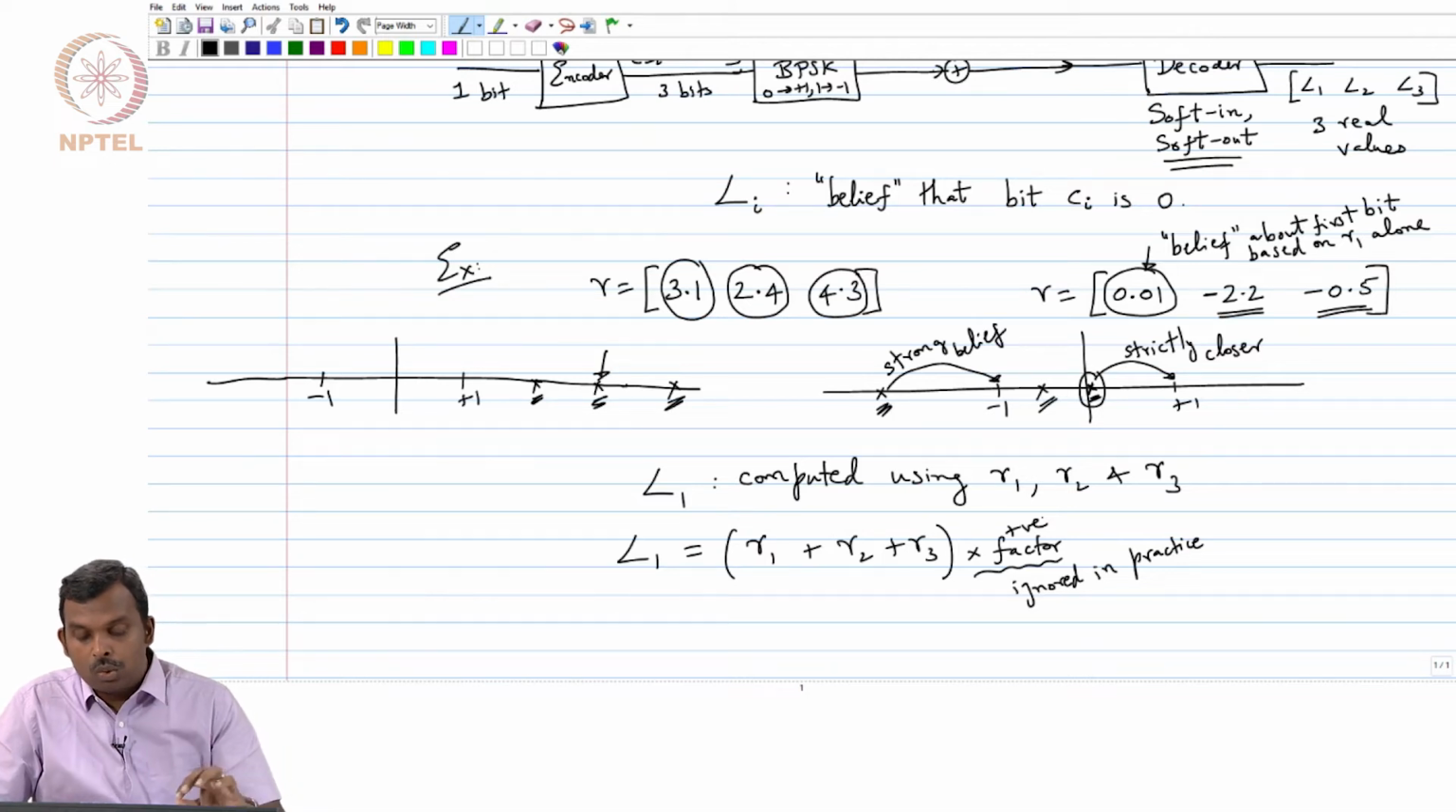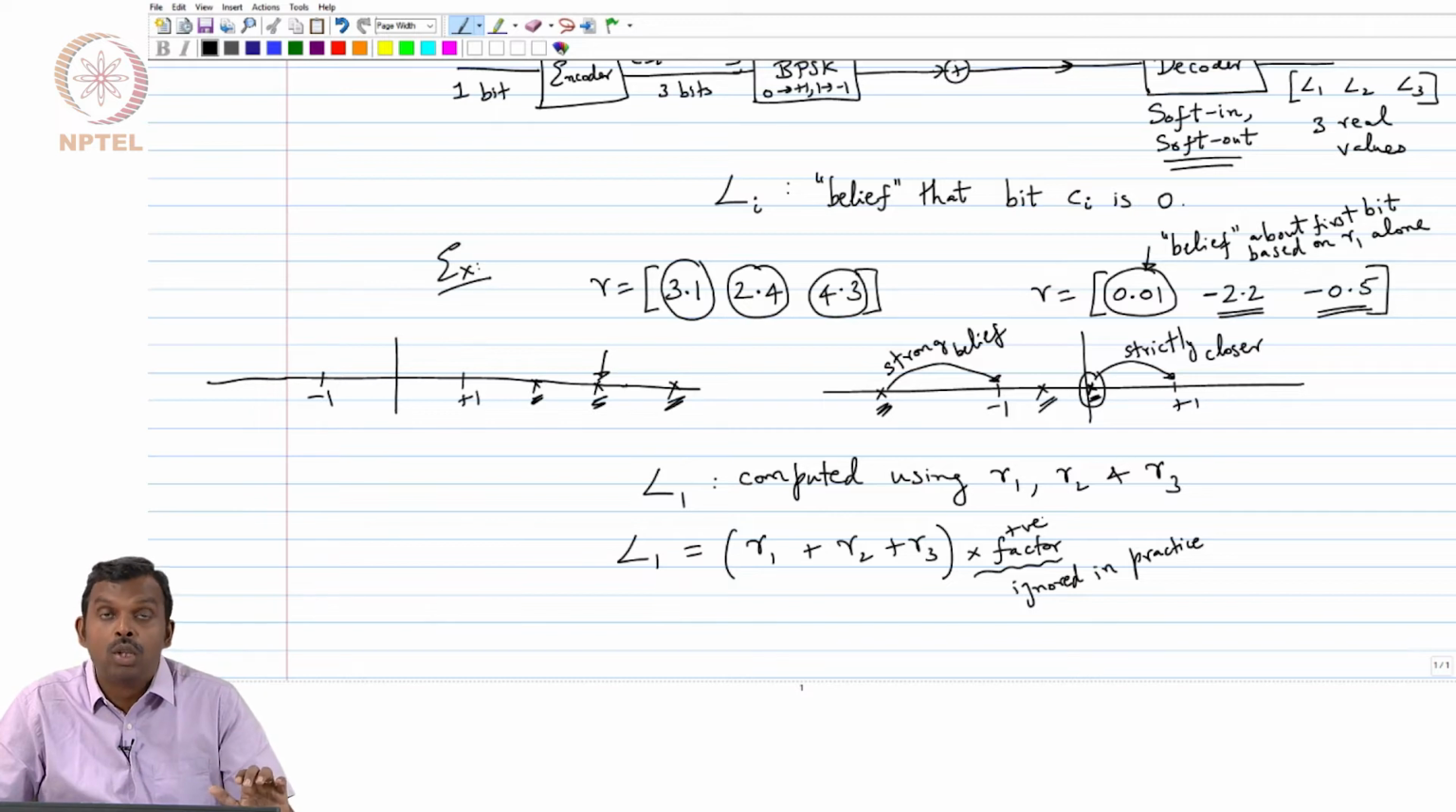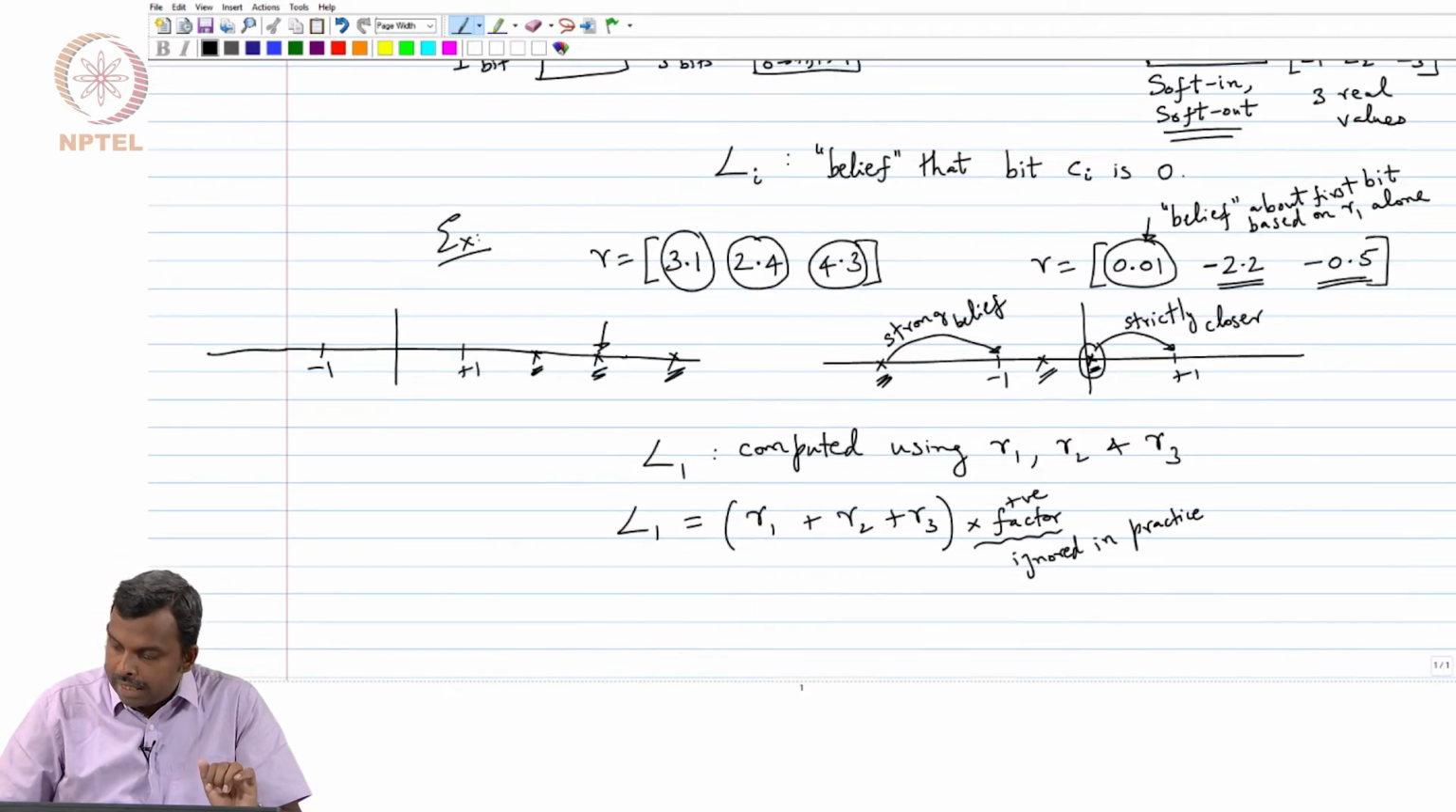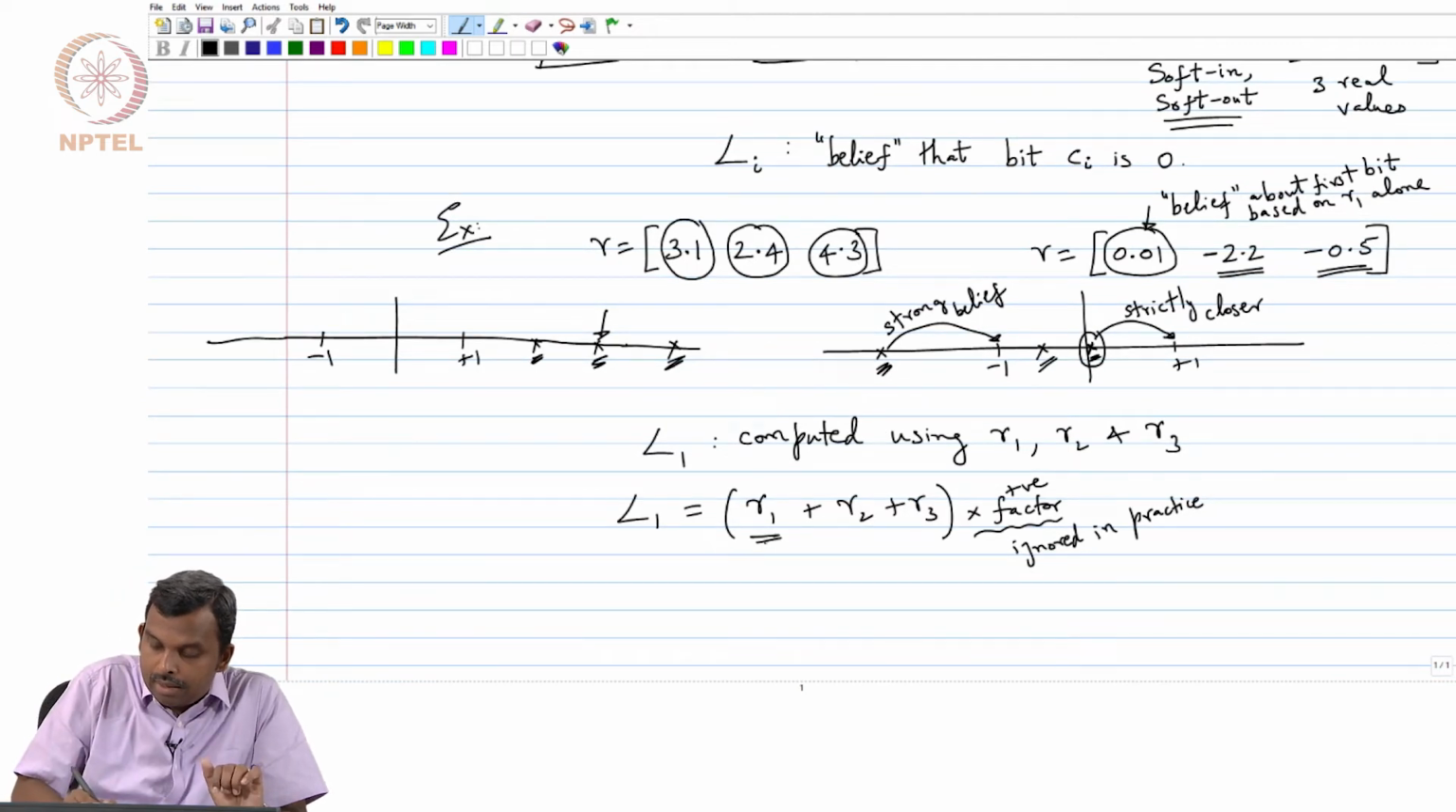Okay, so this is the answer, and this is the actual computation that you have to do to find out the total belief about the first bit based on R1 and R2 and R3. All three of them are being used. So if you look at it, it has two components. One is what is called intrinsic. These two are what are called extrinsic.